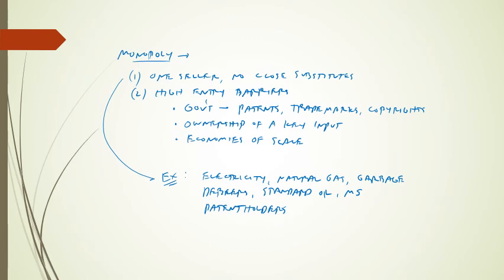So examples here: electricity, natural gas, garbage, utilities generally. Historical monopolies have been De Beers, Standard Oil, Microsoft, and then patent holders. In the next video, we'll talk more about monopoly.